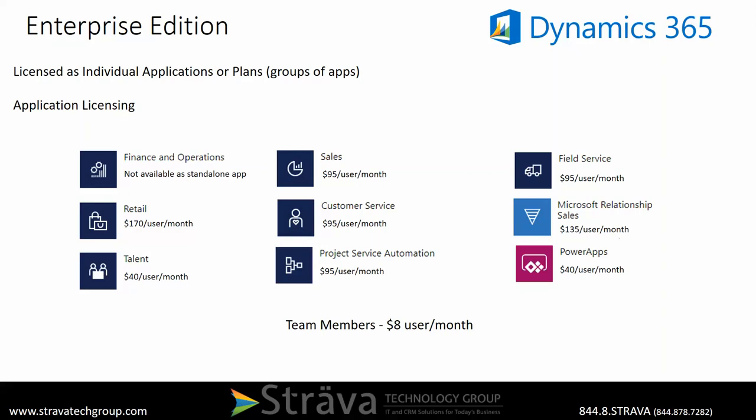Also, finally, there is team members licensing available alongside these applications, and the team members licensing is $8 per user per month when you buy it in combination with any of the applications. Again, the applications can be licensed individually, or you can license multiple applications. But again, at that point, it really makes much more sense to go with plan level licensing, which is what we're going to cover next.